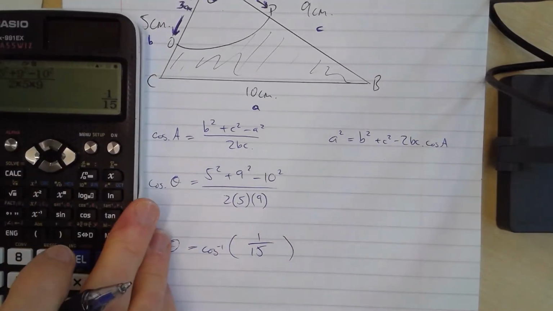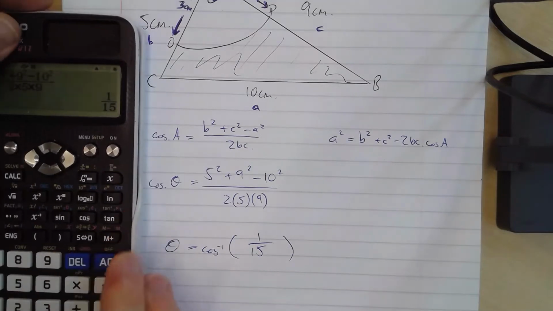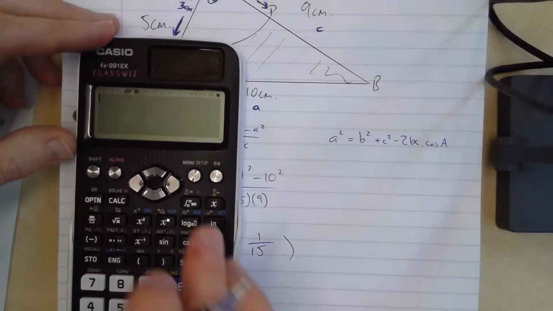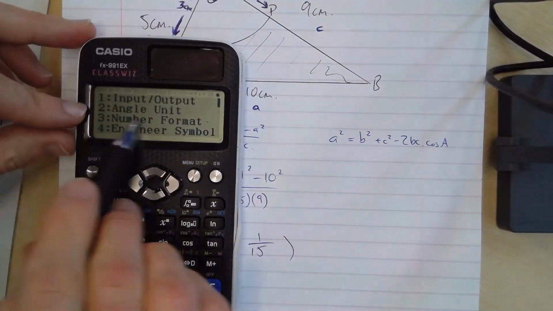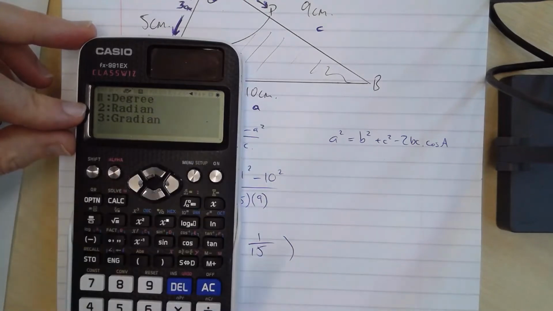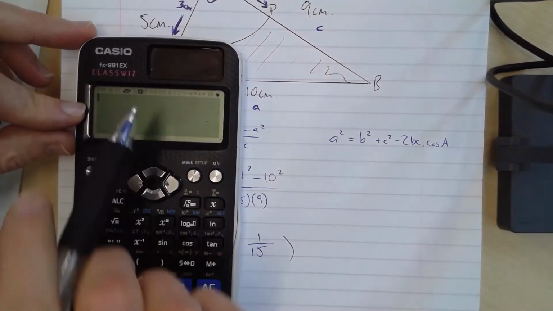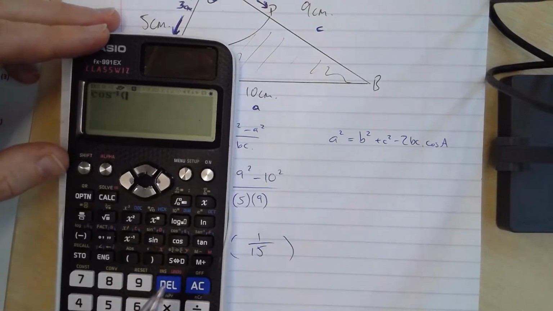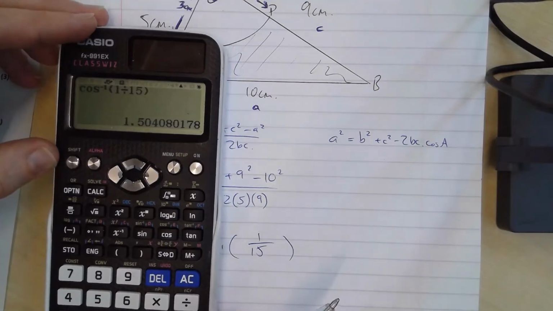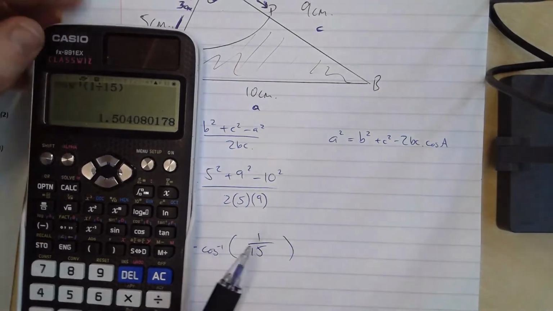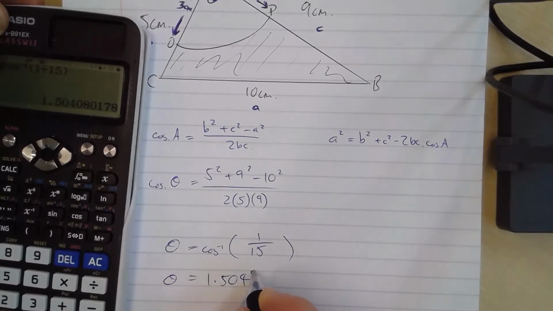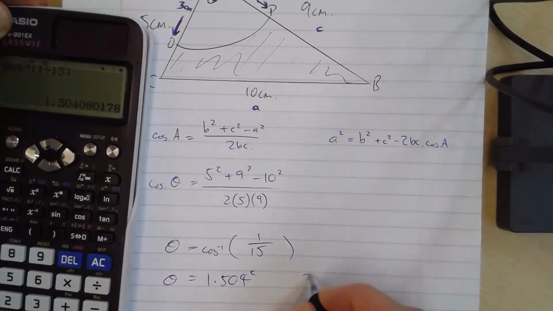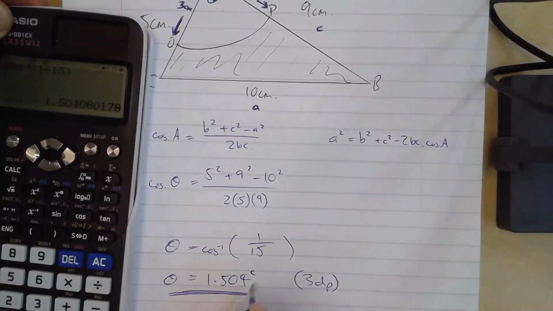Inverse cos of that in degrees. Are we okay in degrees? No, of course we're not, we're in radians. So let me make sure I change my settings to radians. Angle input is option 2 for radians, and I've now got a little r in the top. Now I can do inverse cos of 1/15. And there we go, 1.504 to 3 decimal places, as required by the question. A little c there for radians.